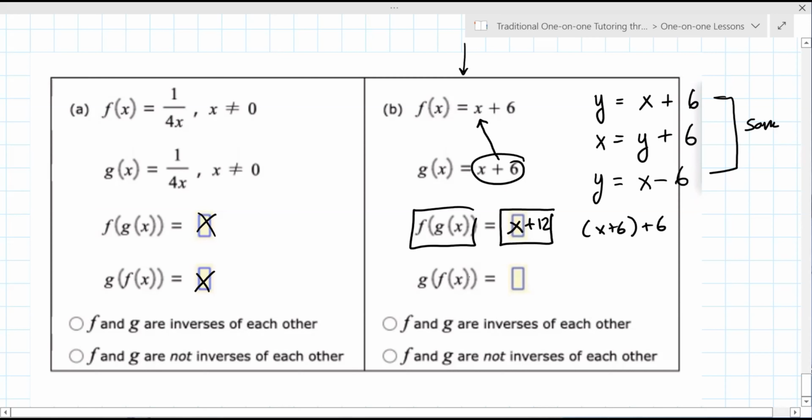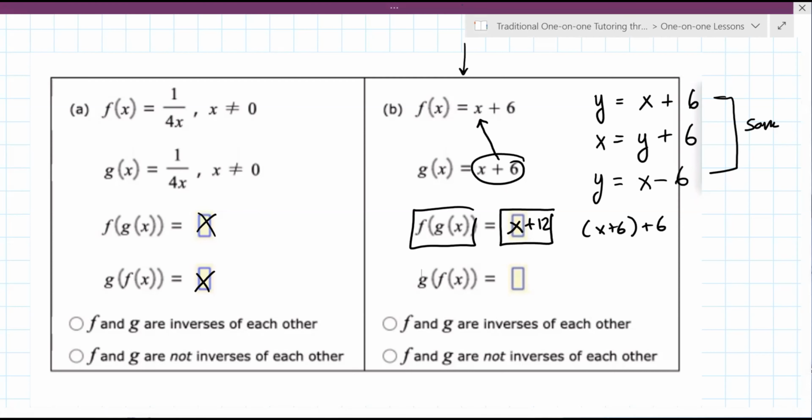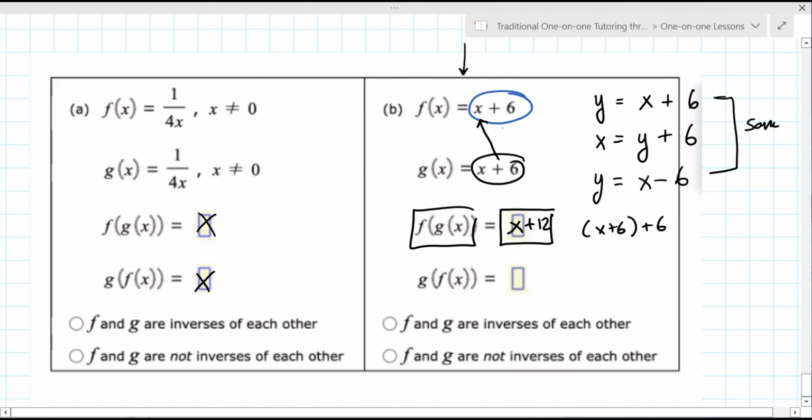So for the next one, g of f of x, you just go the other direction. I'll do it in a different color here. You go x plus 6 now into that one. And you're like, well, it's the same. I'm like, yeah, it's the same, but that doesn't mean they're inverses. It's x plus 12. So these are not inverses.